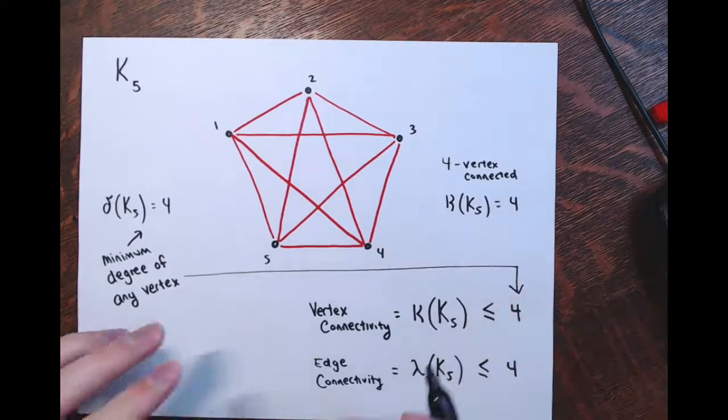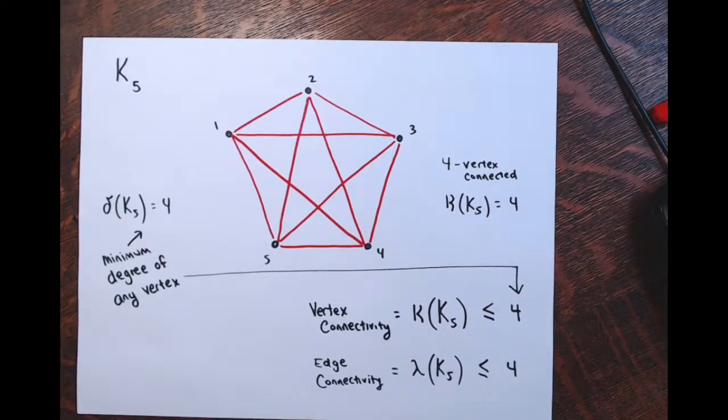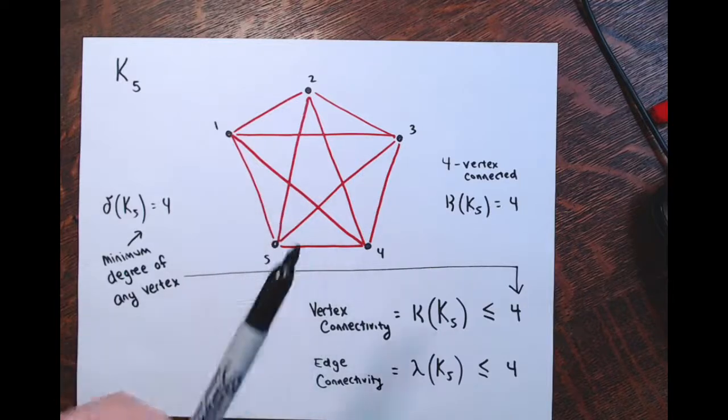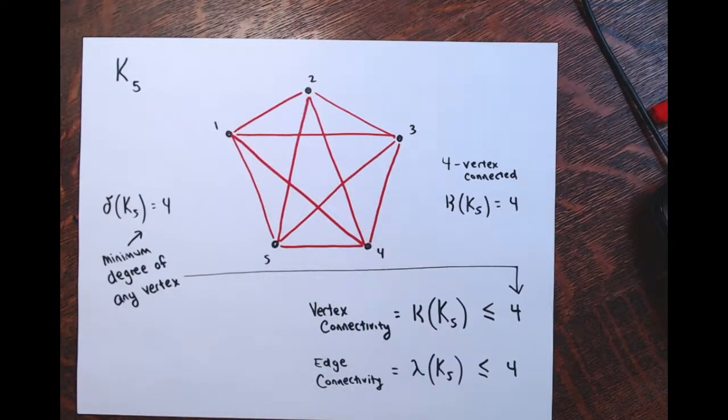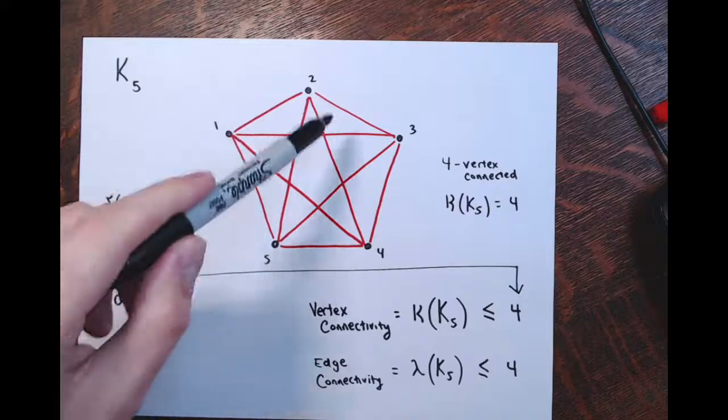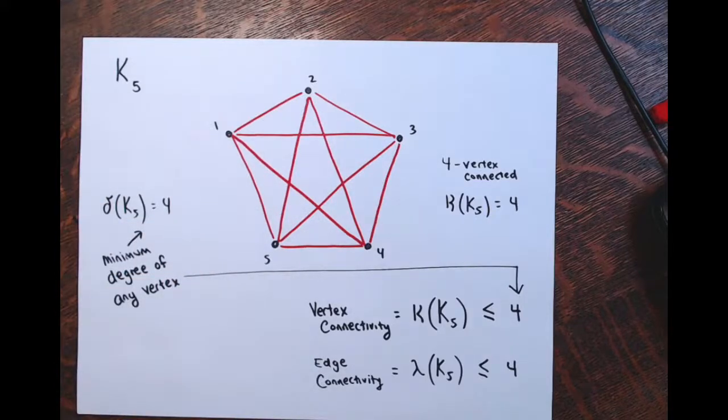All right, now the edge connectivity. There are 10 edges in this. 5 choose 2, basically, because every pair of vertices has an edge, and there are 5 of them. So now the question is, for the edge connectivity, again, I'll start at 4.